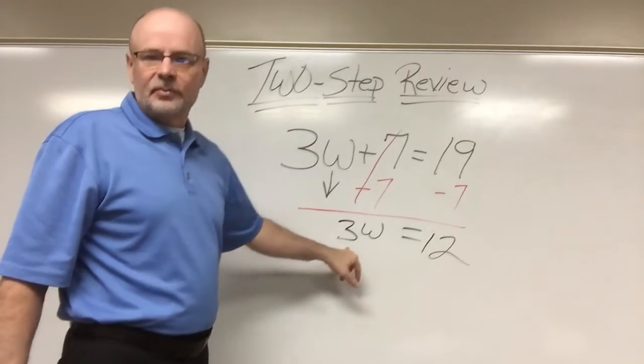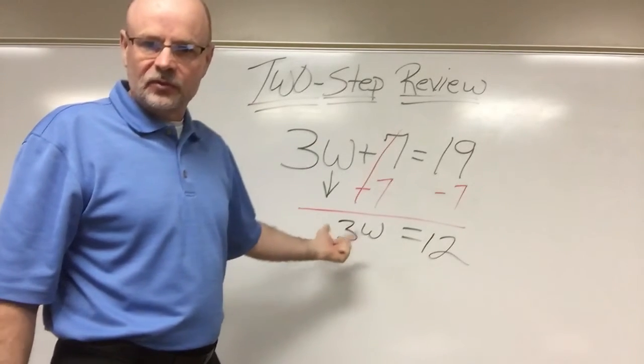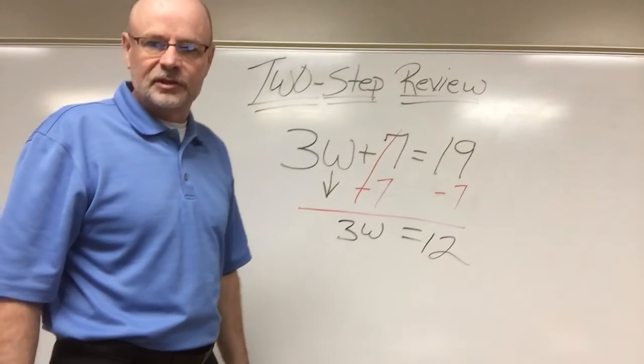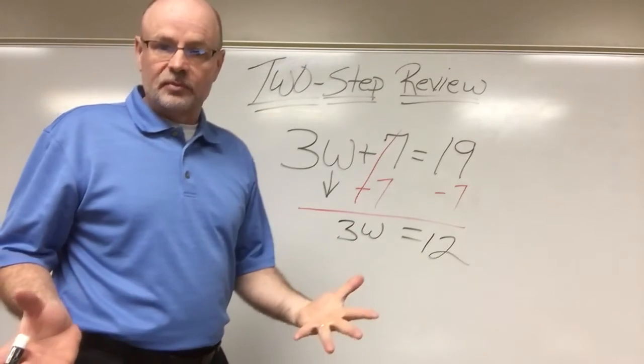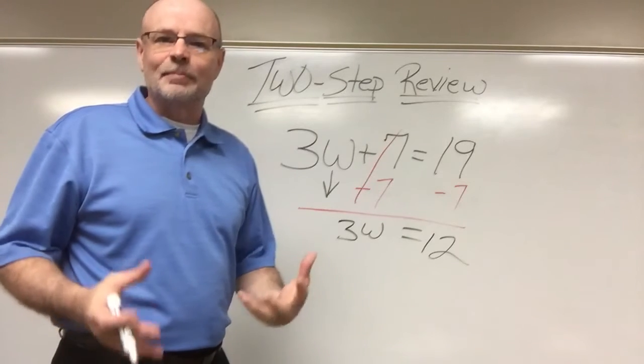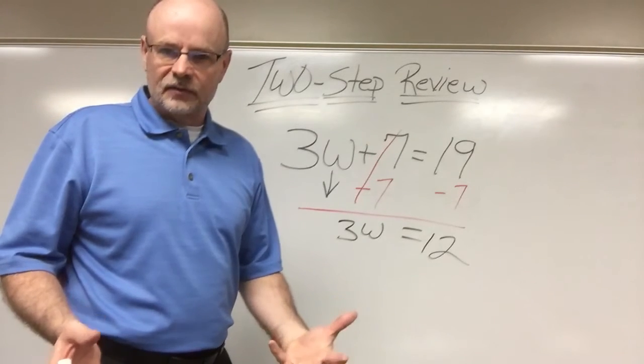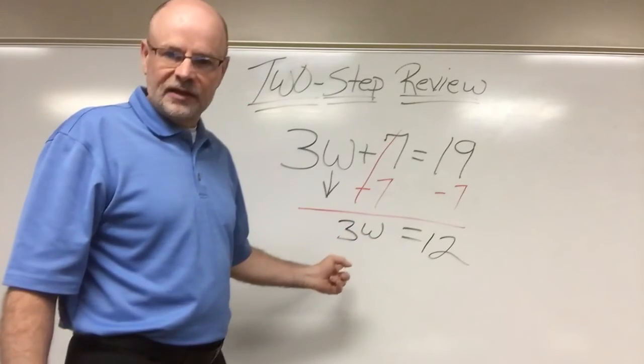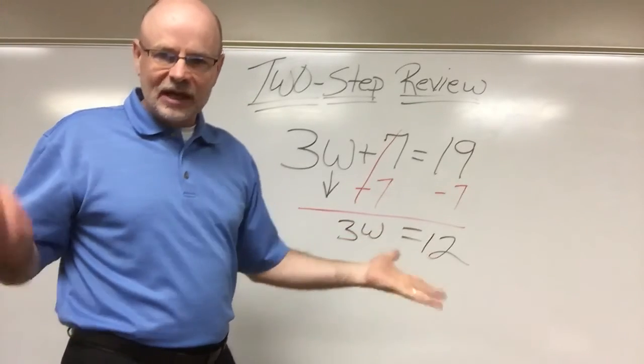So I notice my last operation is 3 times w, so when the coefficient, or the number, is touching the variable, that's multiplication. So the inverse operation is division. So I'm going to divide both sides by 3. And it's important, when we see this equal sign, if I do it to one side, I have to do it to the other. That's how I keep it equal.